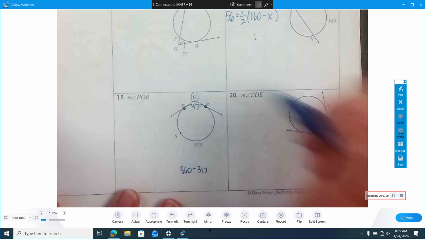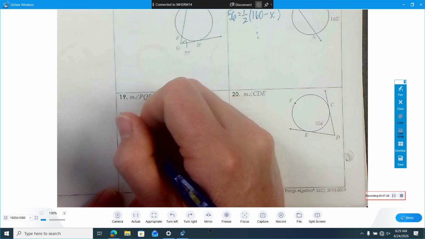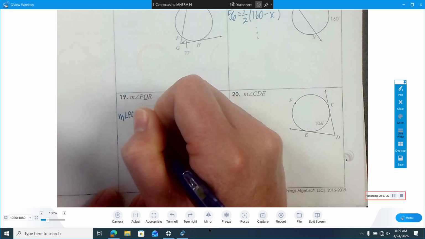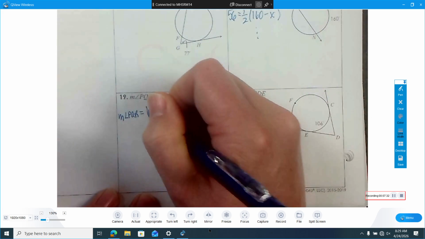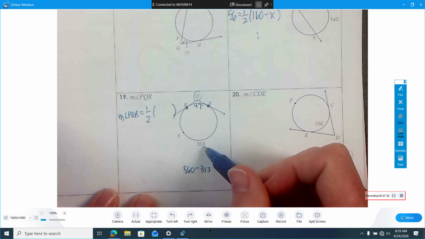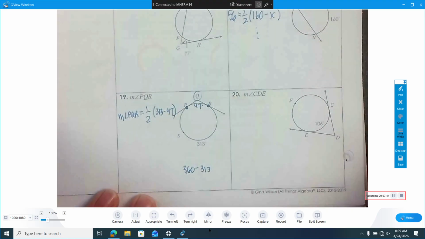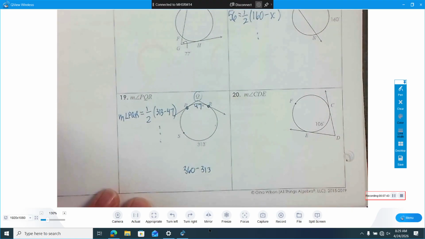47, thanks. All right. So now we have our arc, and so we can say that the measure of angle PQR equals half of what minus what? 313 minus 47. And you can solve from there. Angle equals half the difference.